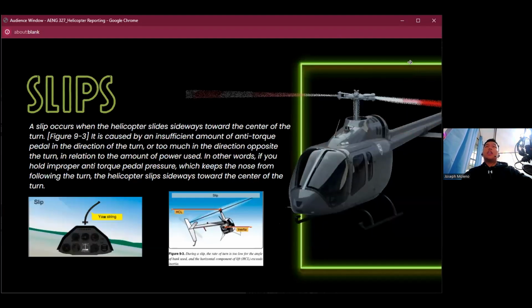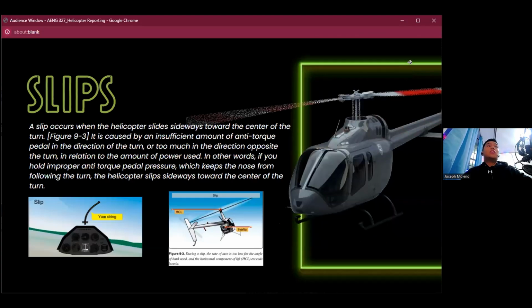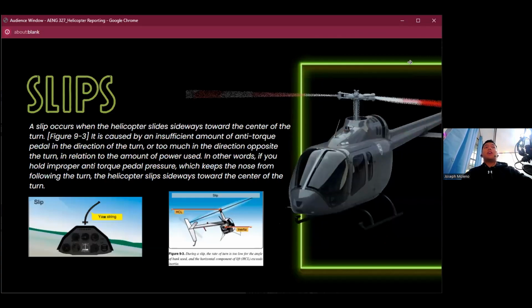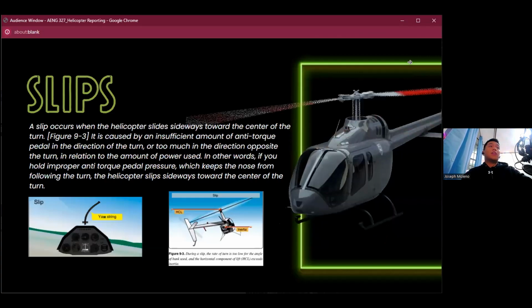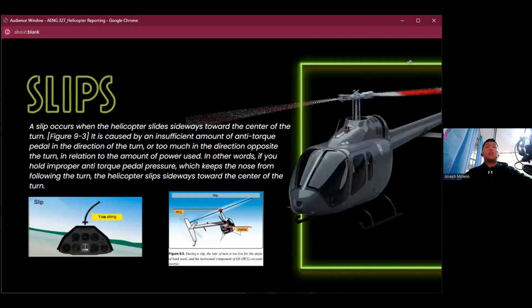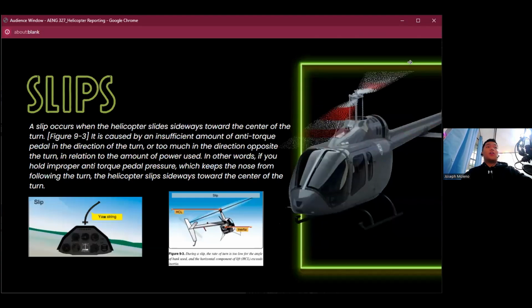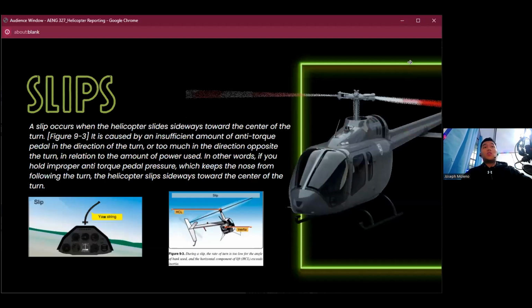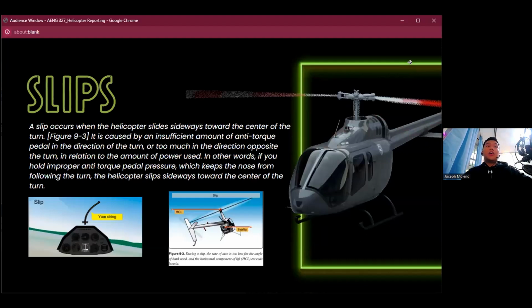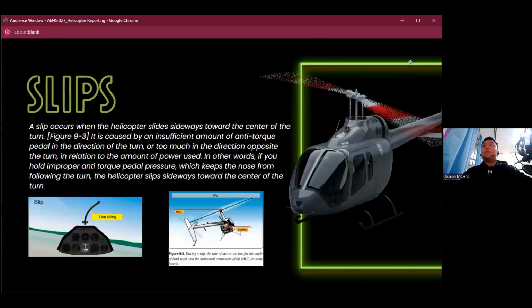Now, there are two types of uncoordinated turns: slips and skids. A slip occurs when the helicopter slides sideways toward the center of the turn. This is caused by an insufficient amount of anti-torque pedal in the direction of the turn, or by too much in the direction opposite of the turn. In relation to the power used, improper anti-torque pedal pressure keeps the nose from following the turn. The helicopter slips sideways towards the center of the turn. In slips, the HCL is much larger than the inertia.